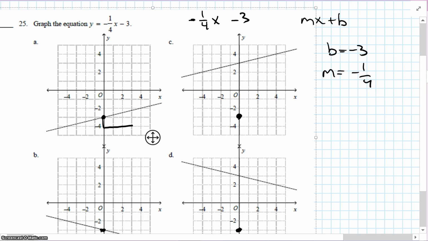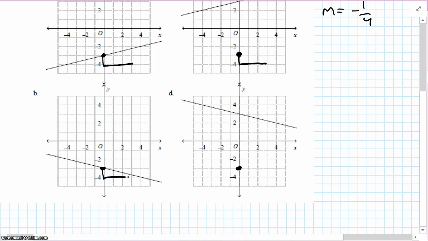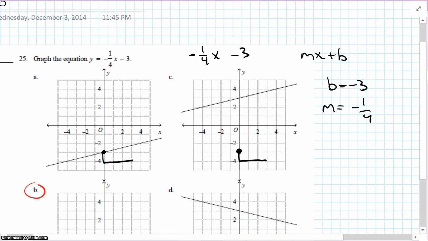So down 1 to the right 4, repeating that from each new point. The only one that matches up those 2 points, as we can see, is number B.